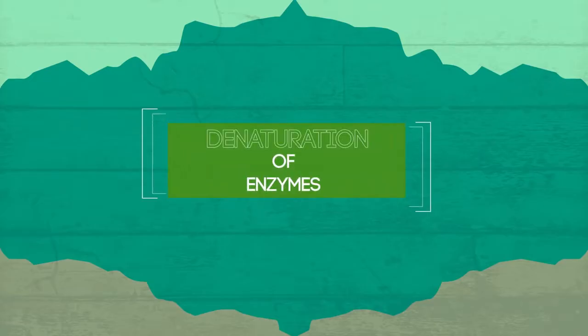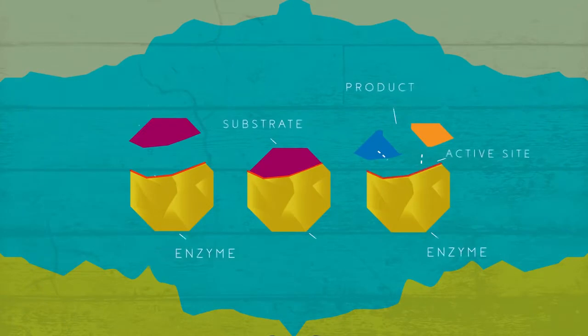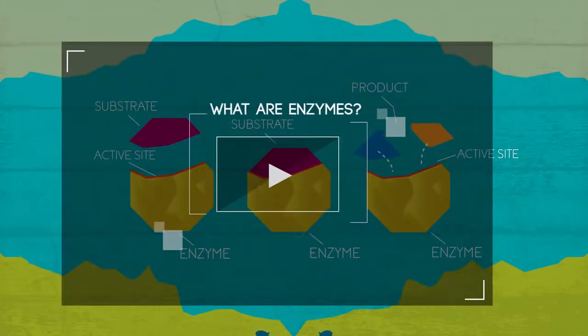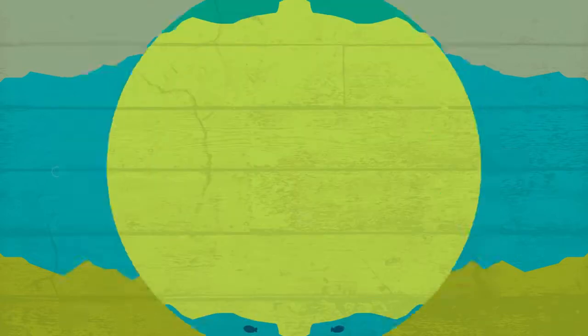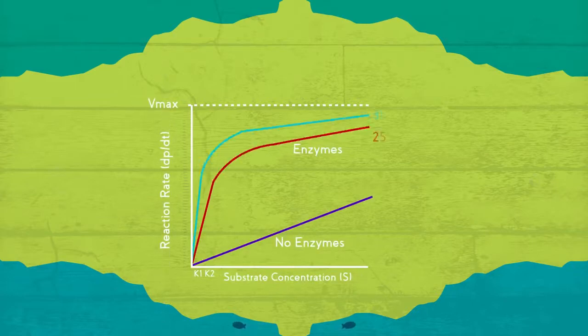Denaturation of enzymes. Before we start, you should already know what enzymes actually are. Watch our video, What are enzymes? Each enzyme has conditions under which it functions best. In other words, the point at which the rate of reaction is at its highest.